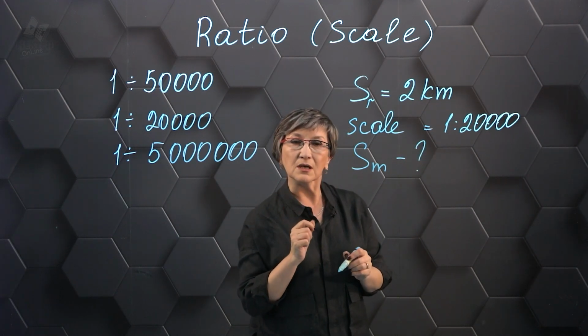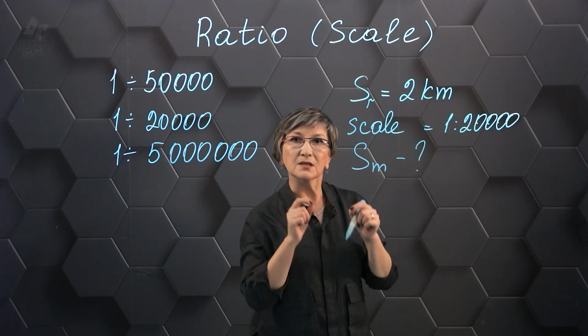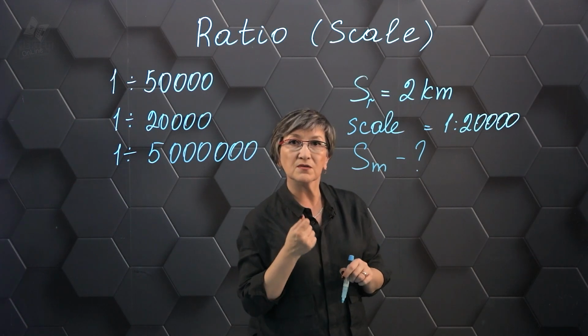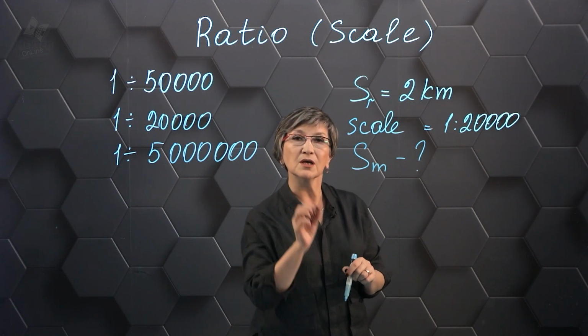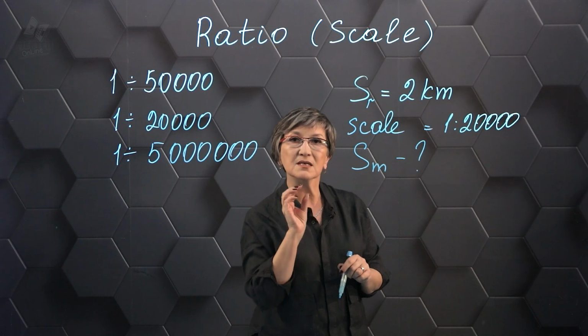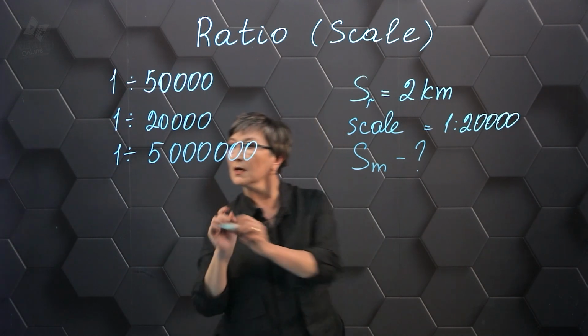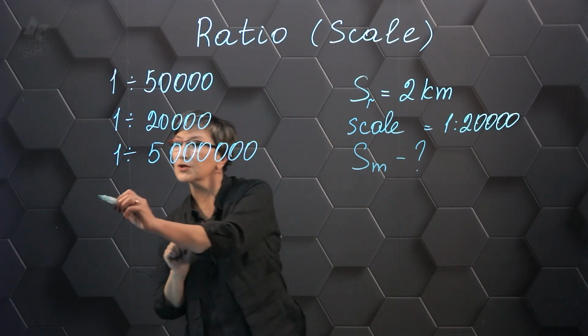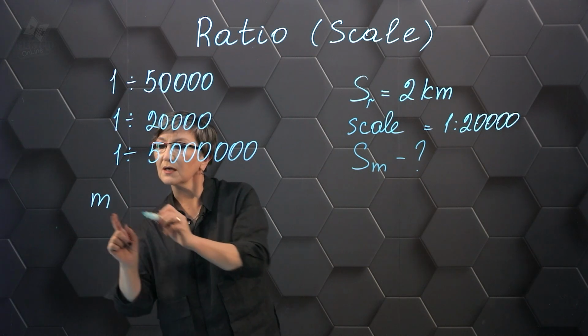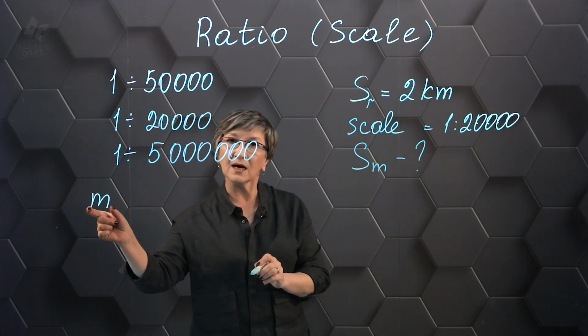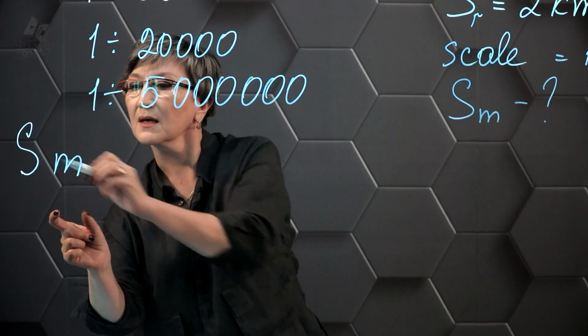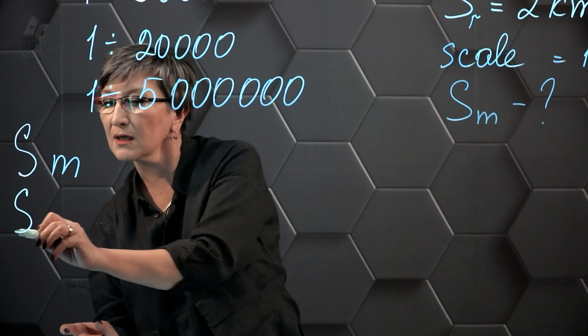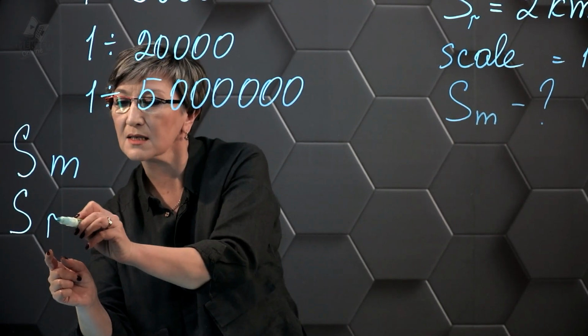How to solve this problem? In order to solve such problems, you can use proportion, but in this case you need to write down the conditions of the problem correctly. How to write down the terms of the problem? In the first line, I write down the distance on the map. In the second line, I write down the real distance on the ground.